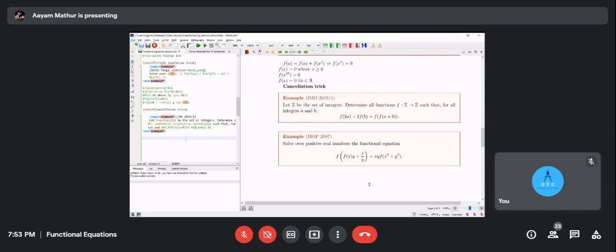You could either think of it like this and motivate this, or you could just start plugging in numbers and you'll eventually stumble upon it. But the idea is simple, right? You just plug in a equal to 0. And oops, exactly. Right. And so a equal to 0 gives you f of 0 plus 2f of b equals f of b.